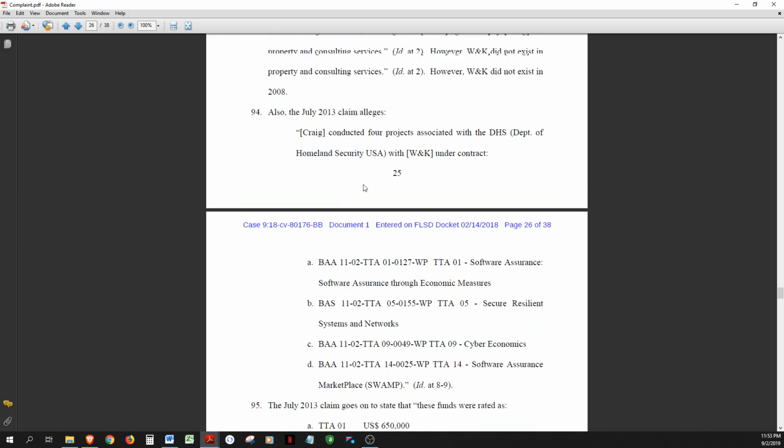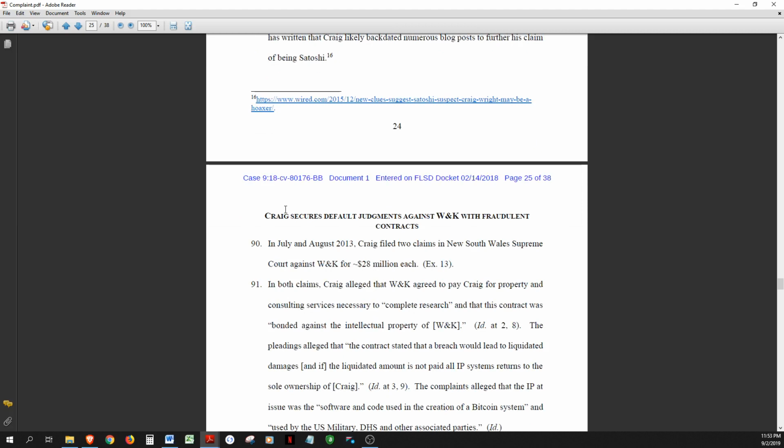There's one part that I wanted to go over real quick. Here we go. Craig secures default judgments against W&K with fraudulent contracts. So the company, W&K, we'll call it W&K for short, Craig sued them in the New South Wales Supreme Court. So, what is that? South Wales, I presume that's in Great Britain.